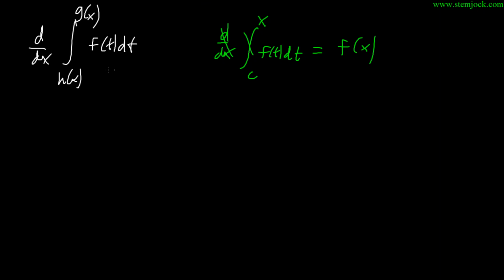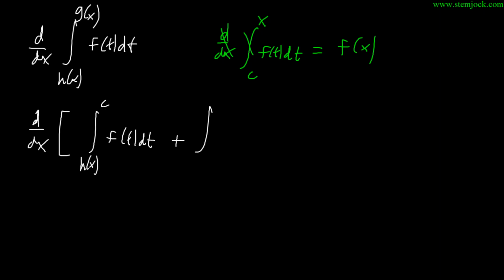All right, so I'm going to use the properties of integrals now in order to evaluate this derivative. First I'm going to split up the integral into two. So d dx, I'm going to make the first integral go from the lower limit h of x to a constant c, f of t dt, plus the integral, I have to pick up where I left off, so from c to the upper limit g of x, f of t dt.